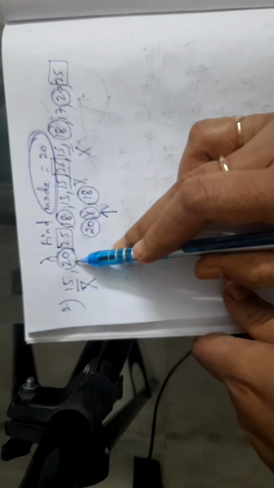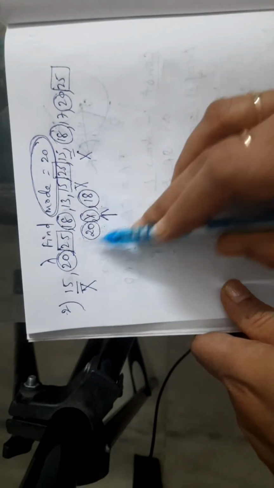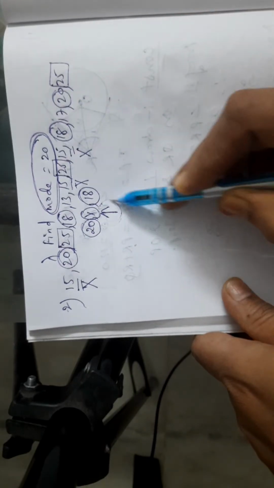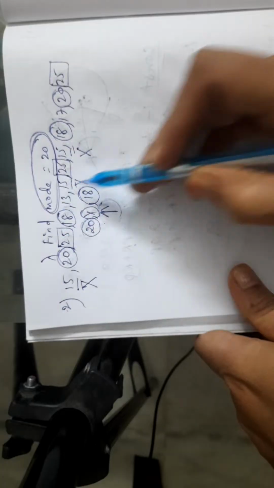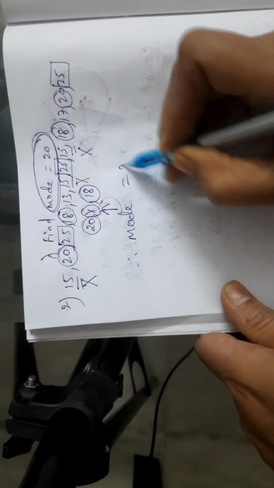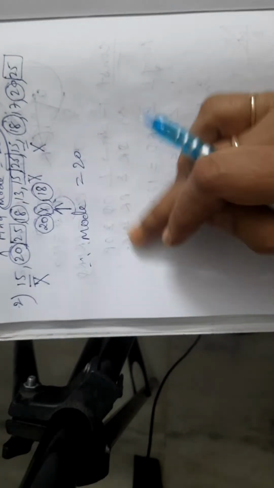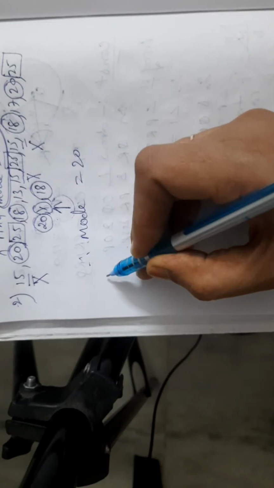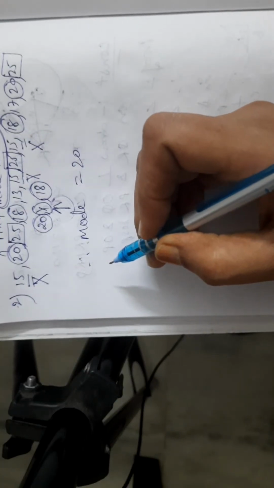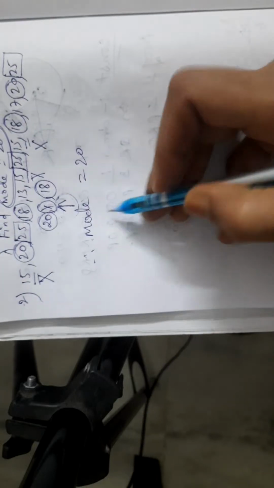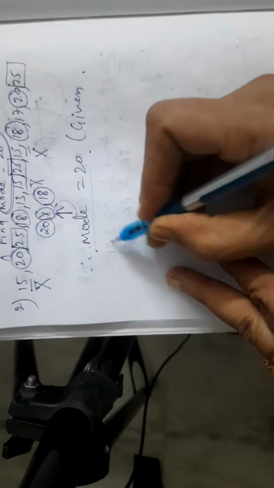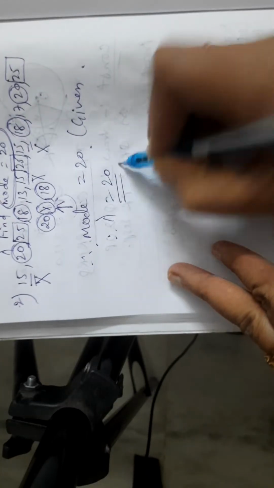If we make it 20, then 20 will be 4 times instead of 3. We already got 20 to be 3 times. If we replace this with 20, it could be the mode. Therefore, the mode is 20. Now you need to write the definition of mode. What is mode? Mode is the observation that is repeated the maximum number of times. So the mode is given as 20. Therefore, lambda is 20.